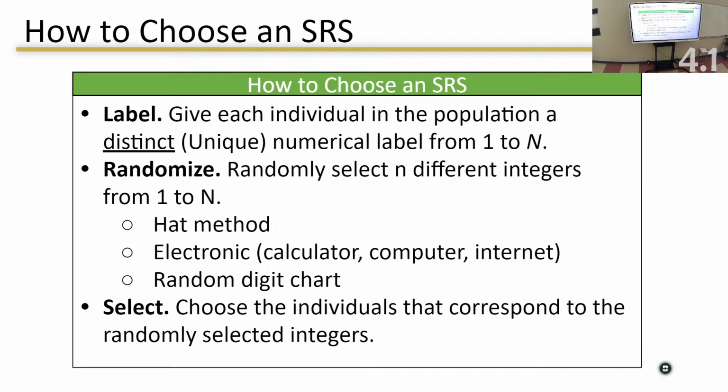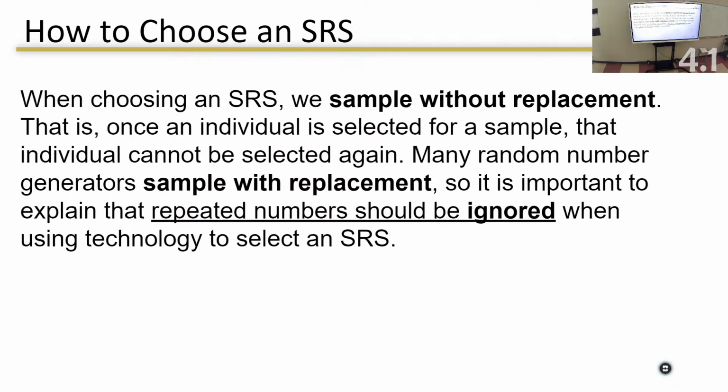Good? Any questions about that? Typically, we sample without replacement, right? Draw one out of the hat, you leave it out. Unique numbers. So typically, we sample without replacement. That is, once an individual is selected, that individual cannot be selected again.